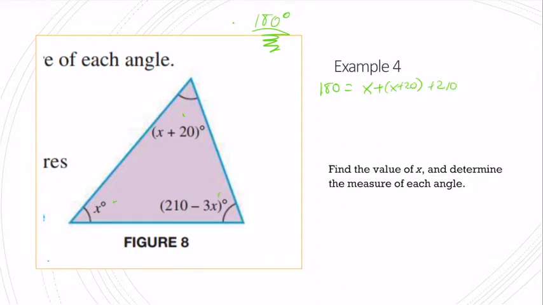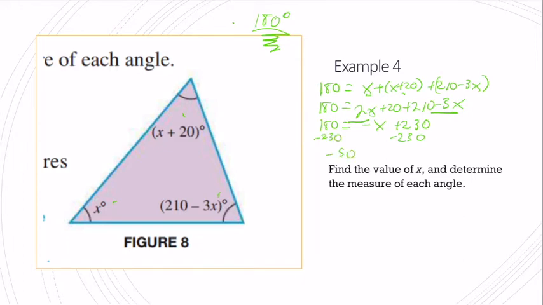So I have 180 equals X plus 20 plus 210 minus 3X. I can go ahead and start combining like terms. X and X gives me 2X, plus 20 plus 210 minus 3X. 180 is negative X plus 230 because I combined my like terms of 2X and negative 3X. I subtract 230 from both sides. I get that negative 50 equals negative X.